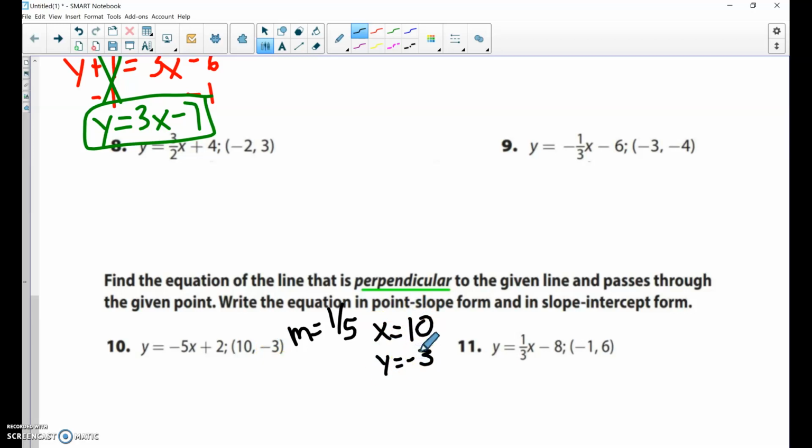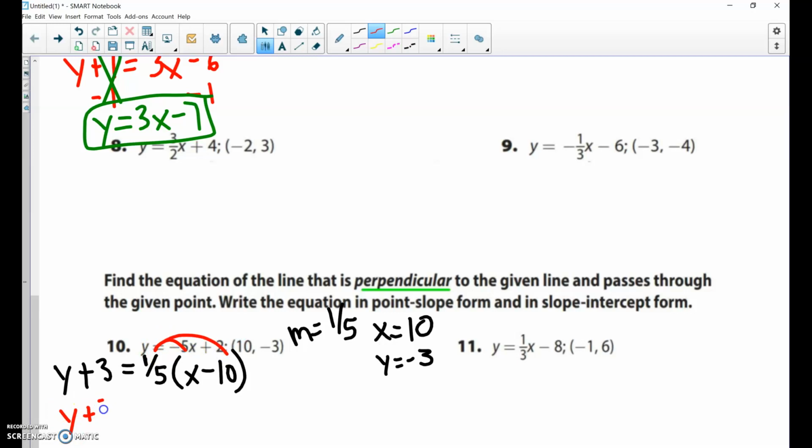So same thing, writing it in point slope form. So y minus the y they gave us is -3. So minus a -3 turns into a +3. Our new slope, since it's the opposite reciprocal of -5, is +1/5. And then x minus the x they give us for this problem is 10. And then remember, 2 steps to get it into slope-intercept form. First step is to distribute.